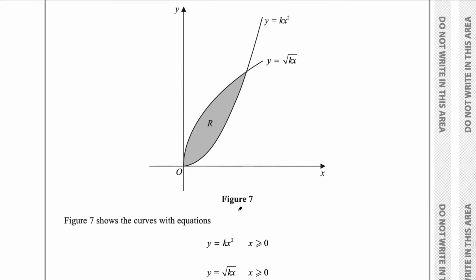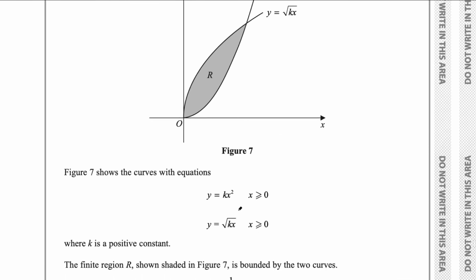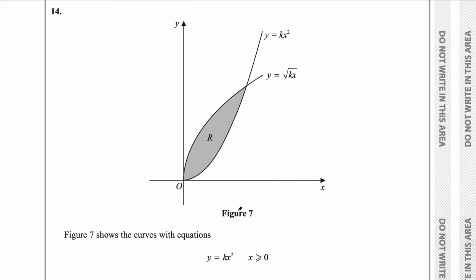When I first saw this question, I thought it might be a bit nasty, but it turns out to be quite nice. So what is the key here? We're looking for this area, and that area is going to be the area under the curve y equals the square root of kx, take the area under the second curve, y equals kx squared. So if we take the entire area under here, subtract this unshaded area under this one, we will get the shaded area R.